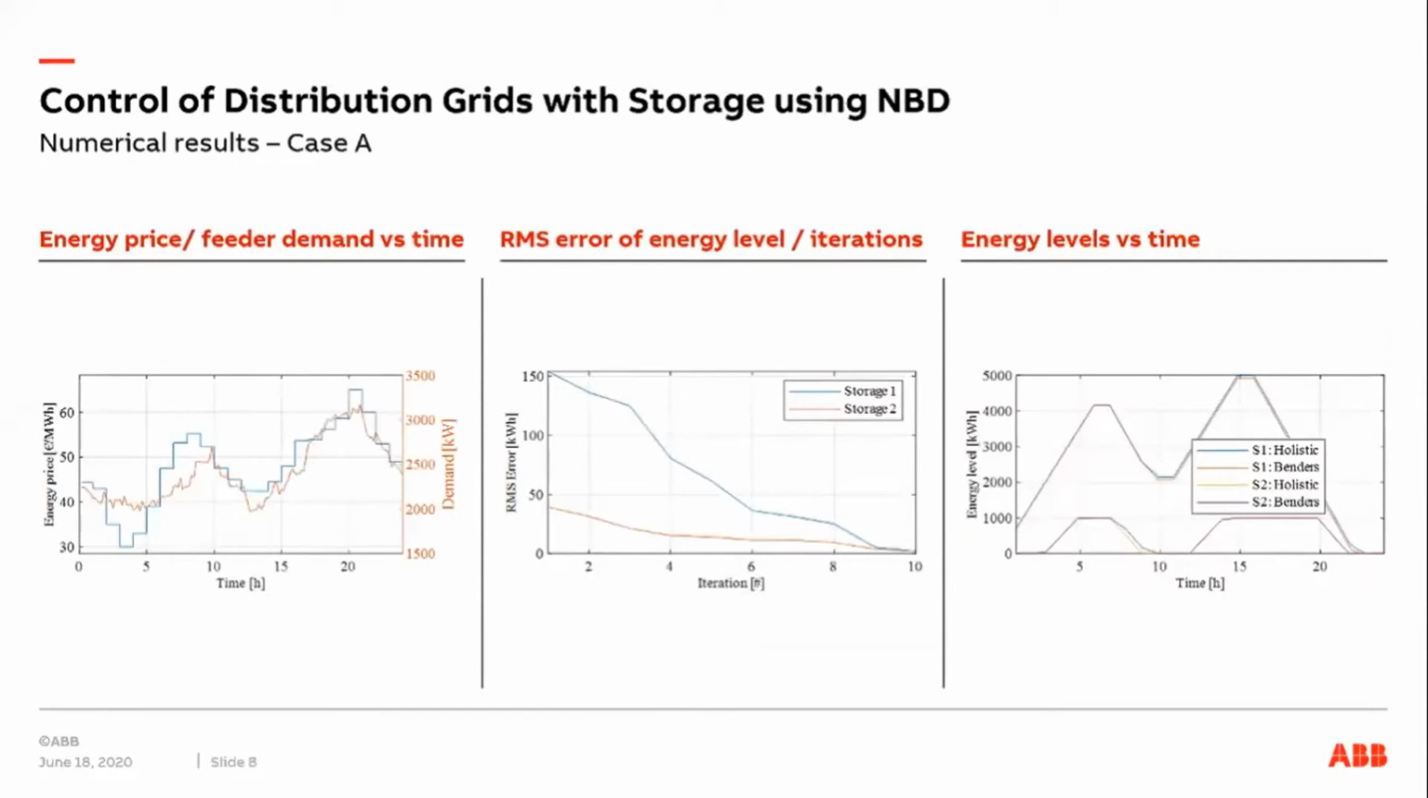For case A, IEEE 13 nodes, on the left side, what we can see is the energy price with hourly cadency and the total feeder demand in red. In the center, what is possible to see is the root mean square error between the holistic solution and the Benders solution. It means that we have 12 subproblems and each problem is composed of 12 time steps for each iteration and storage. The error decreases monotonically for both cases until we reach iteration number 10. On the right side, we can see the energy level of the holistic solution after 10 iterations.